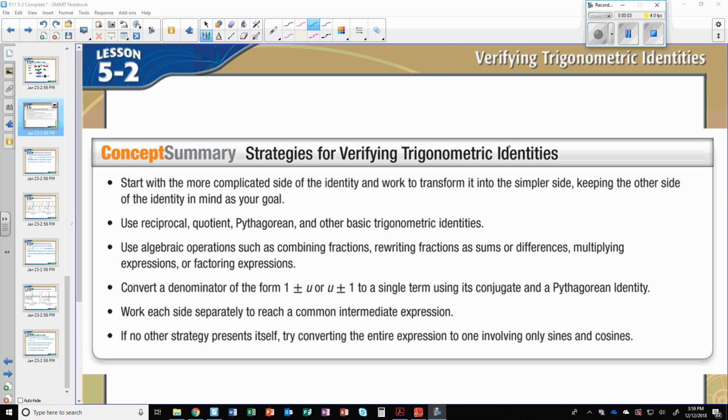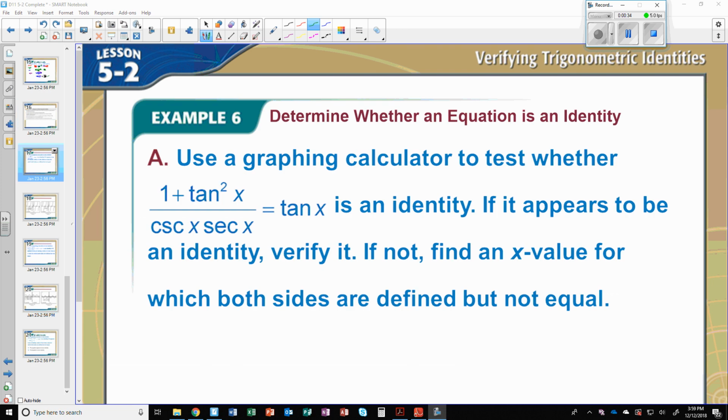Example 6. So here's some more strategies with the update. We start with the most complicated side. Now here it says this reciprocal and quotient, that would be changing to sines and cosines. They combine it with Pythagorean. Factoring is the algebra, and then we had conjugates. Now the other one we've discovered is you can work each side separately and see if you can solve from there. This right here is the reciprocal and quotient. So there's some strategies for you in typed up form.